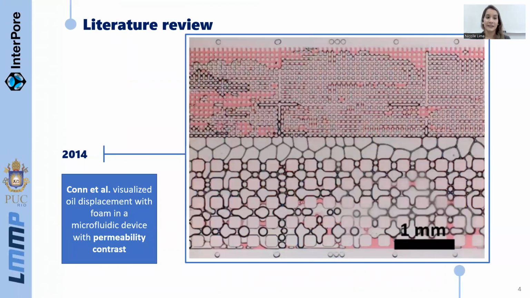In 2014, in the Lisa Bisval group, they visualized oil displacement with foam in a microfluidic device with permeability contrast. So they preformed foam in a flow focusing device, and then injected the foam in this device. Foam flows through the high permeability zone, blocks this region, and then diverts the gas to the low permeability zone.